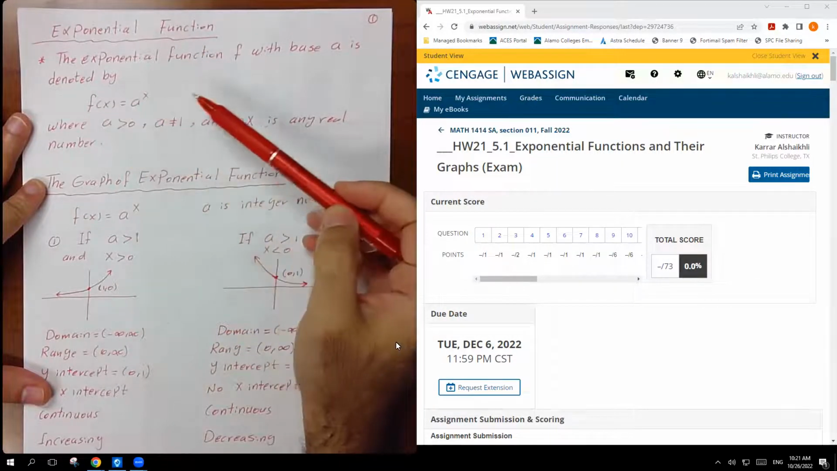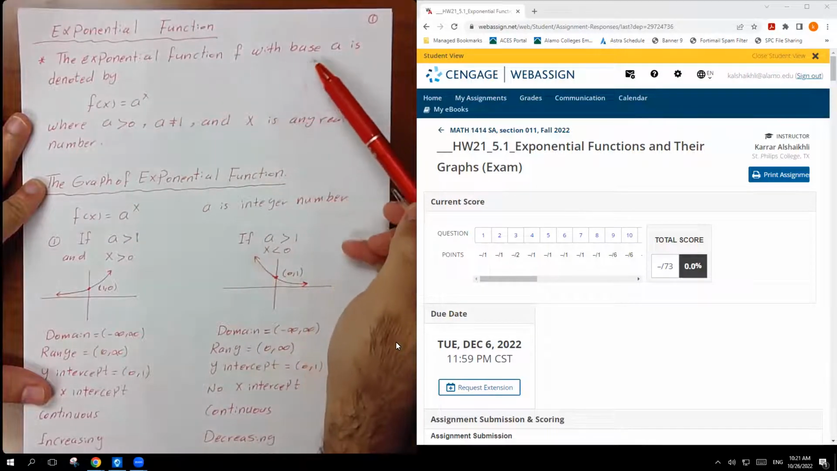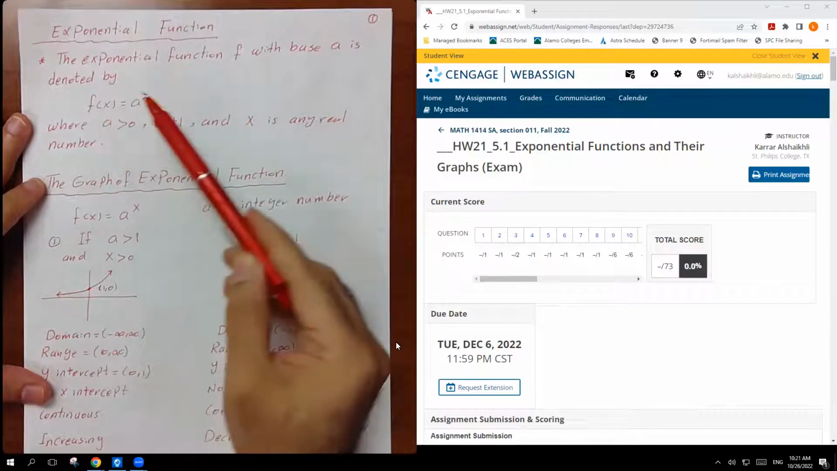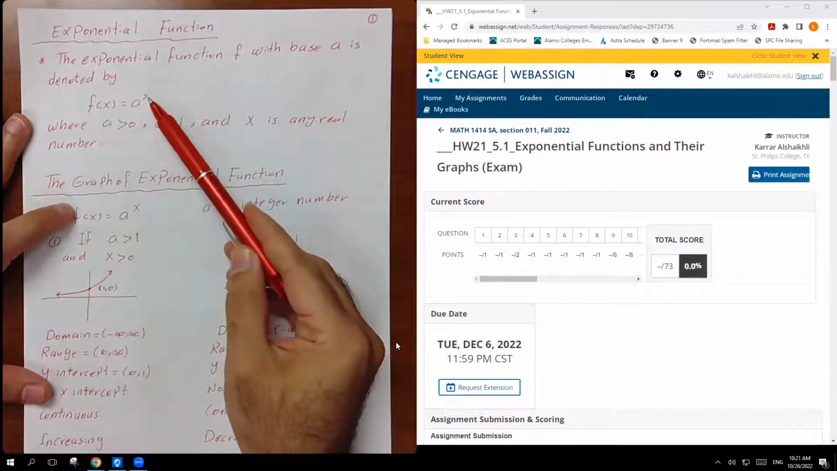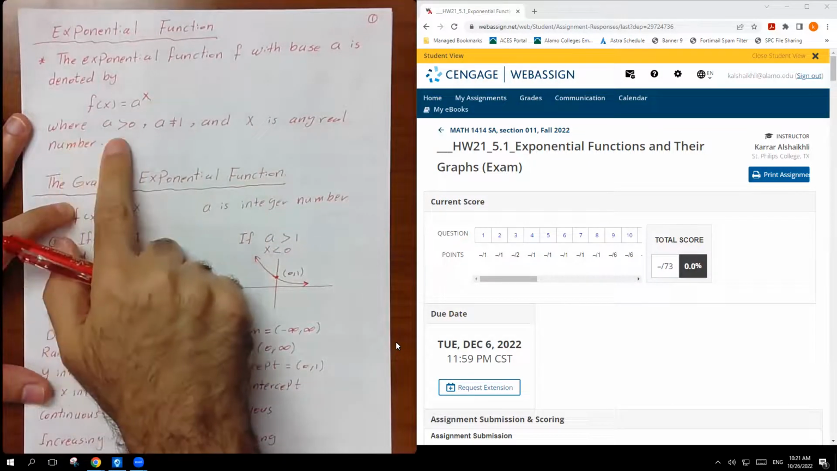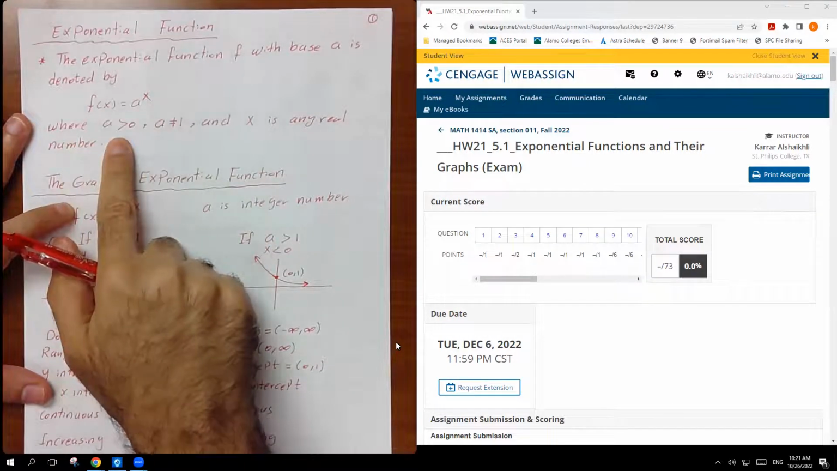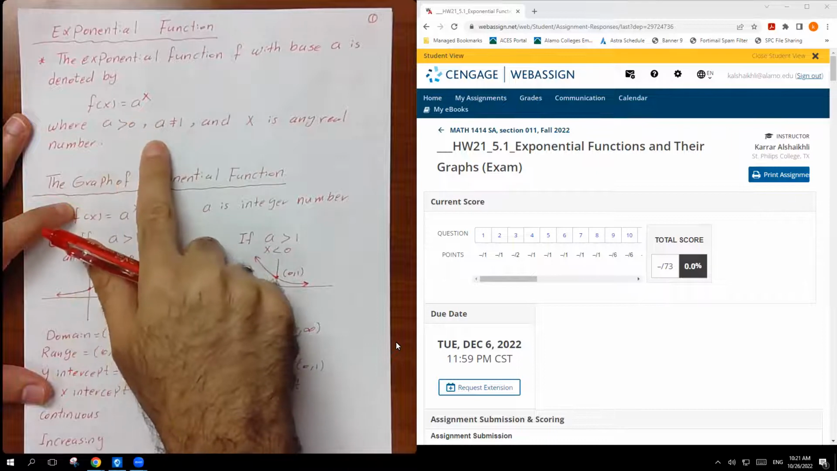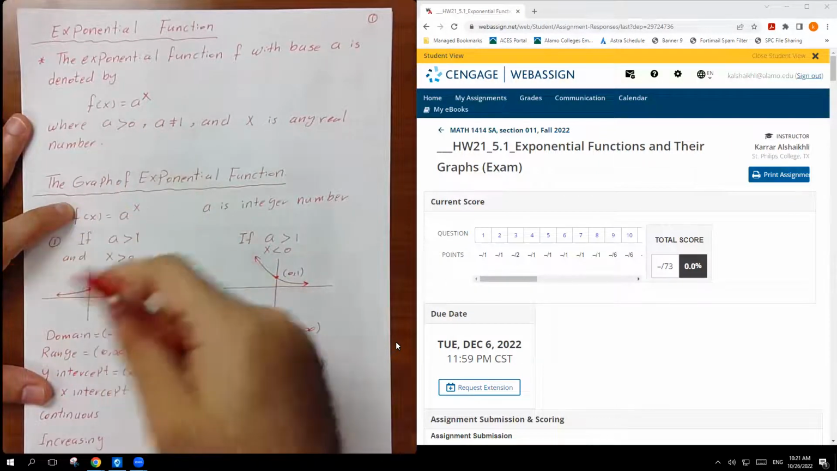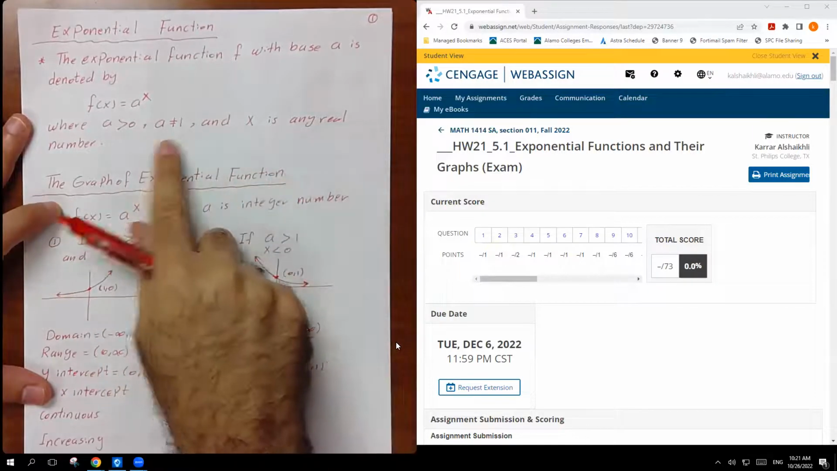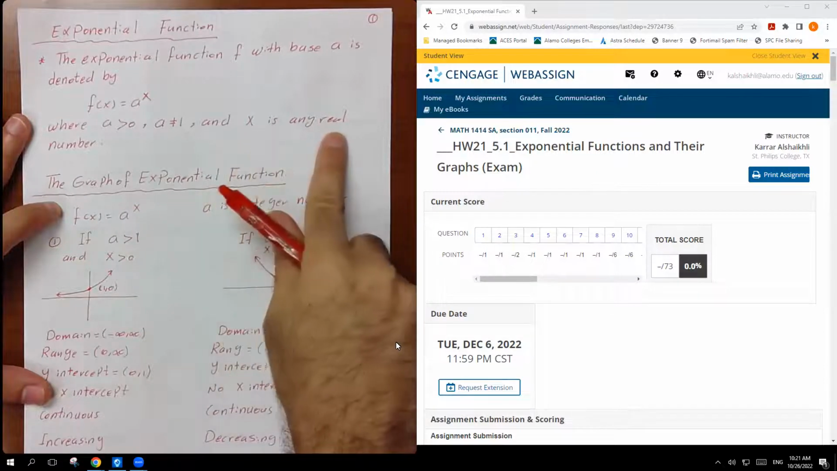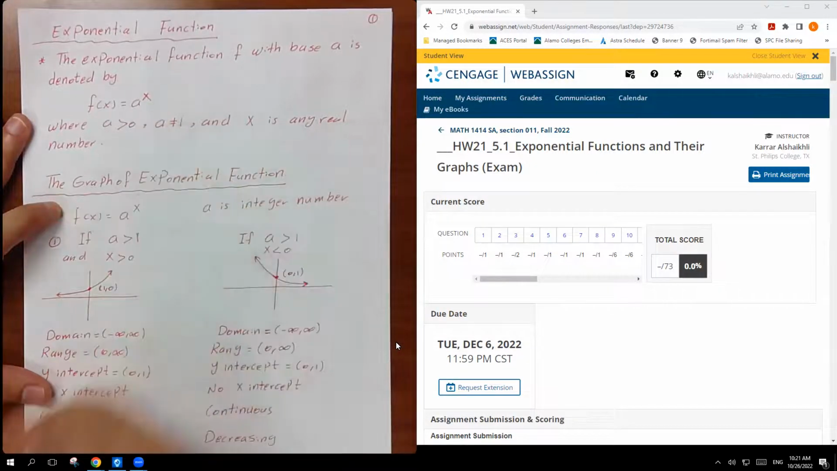The exponential function f with base a is denoted by f of x equals a to the exponent x, where a is greater than 0, which is the base, and a is not equal to 1. So we're going to work with 2, 3, 4, 5, and so on, and x is a real number, which is the exponent.